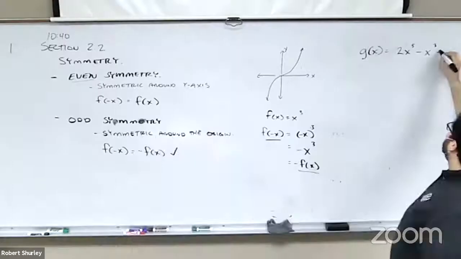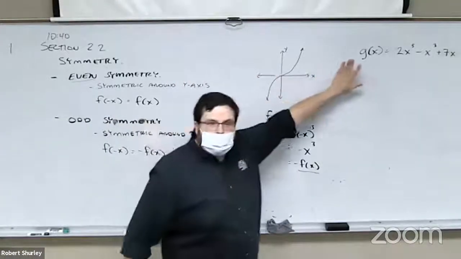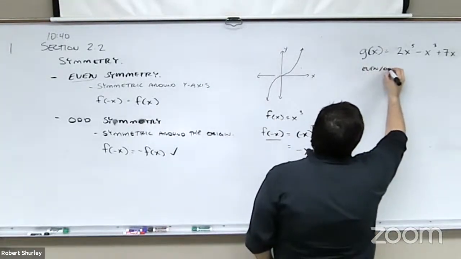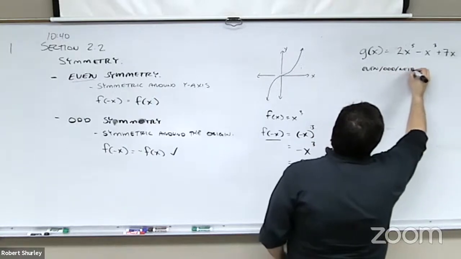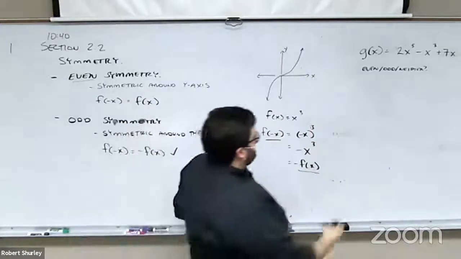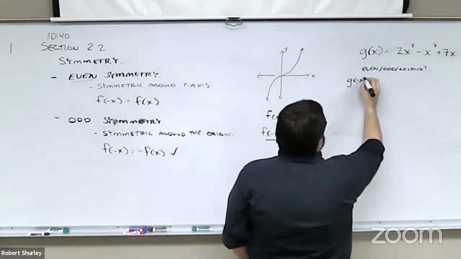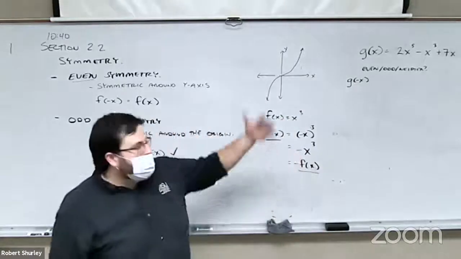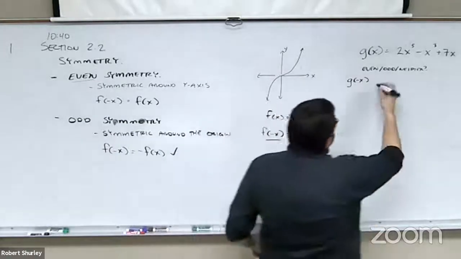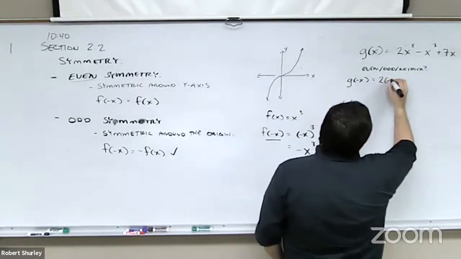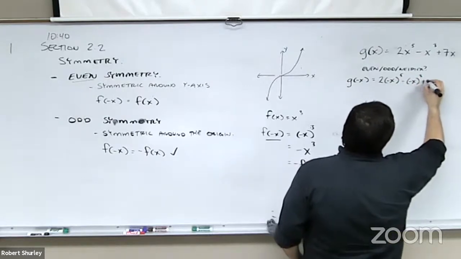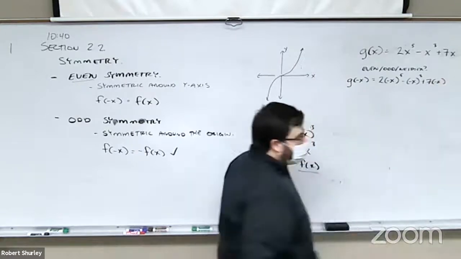It's a little better. Okay, so now, if I'm going to give you a function and ask you, is this even, odd, or neither? The easiest way to do this is just plug in negative x. Now, I'm going to tell you this is going to be odd. I'm going to work it to show you how to visually see that it's odd. So when we plug in negative x, we get 2 times negative x to the fifth minus negative x to the third plus 7 times negative x, right?